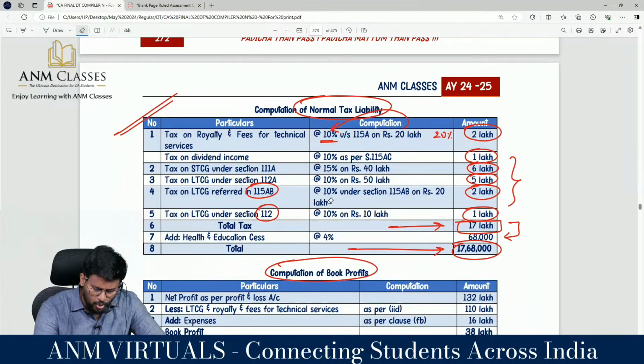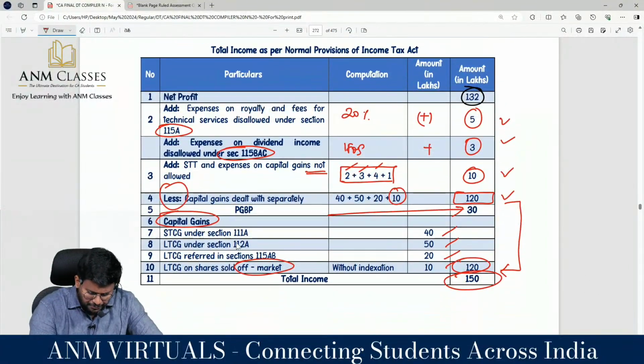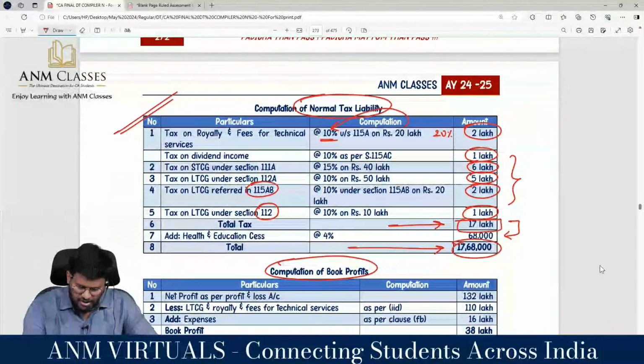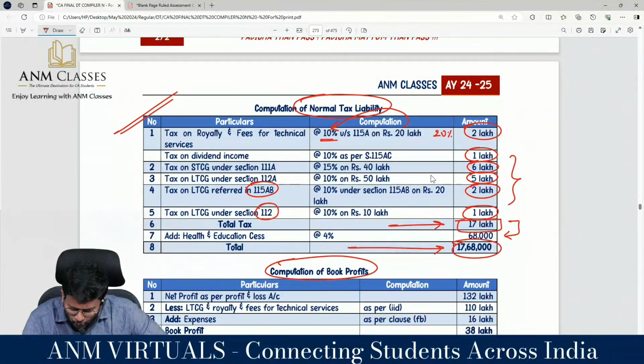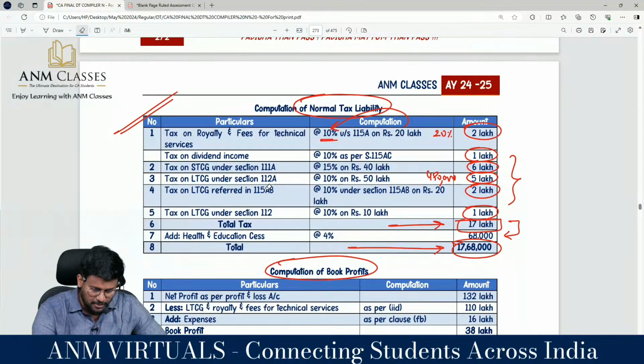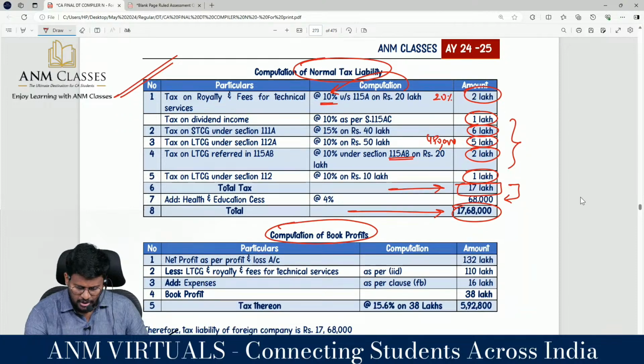115AC bond or GDR, I know that is 10%. 111A, 15%. 112A, the income is how much lakh? 50 lakh. In excess of 1 lakh, it will be taxable at how much percentage? 10%. About 49 lakhs, 4,90,000 is to be put. Because in excess of how much lakh? 1 lakh, the income will be taxable at the rate of 10%. So 115AB 10%, and here 112 is 10% because there is no indexation.